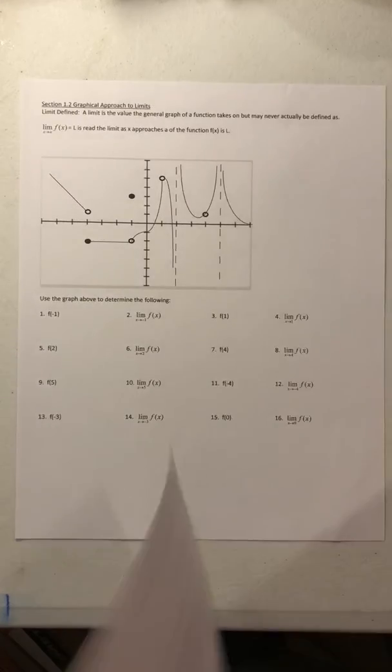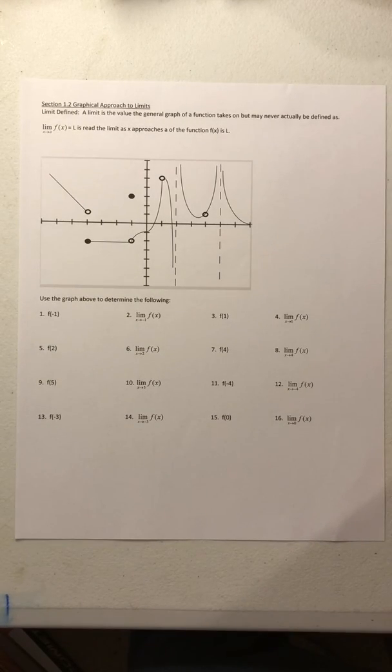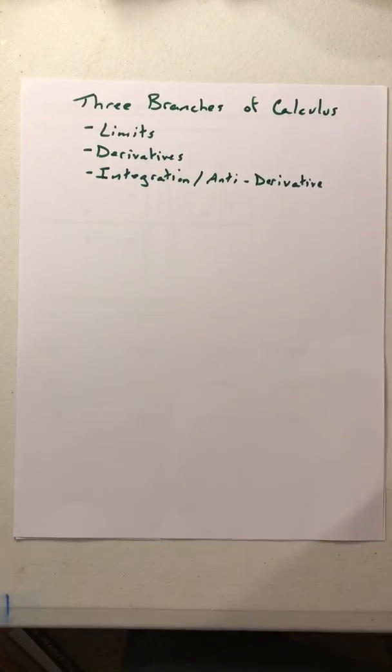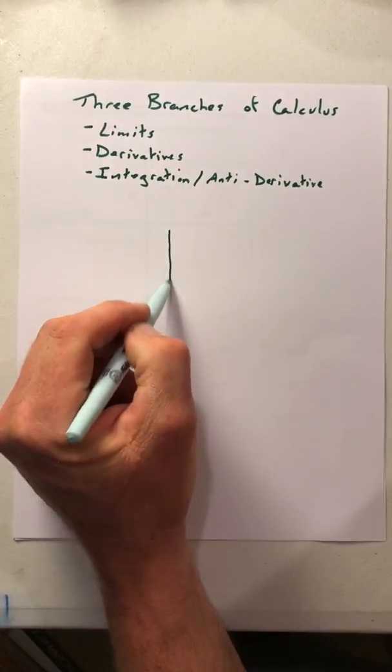So what is a limit? A limit is a value that a function approaches. It's not necessarily the value that the graph is or defined as, but it's what happens to the branches of a graph. So if I talk about the branches of a graph, I guess I'll put this back up here.